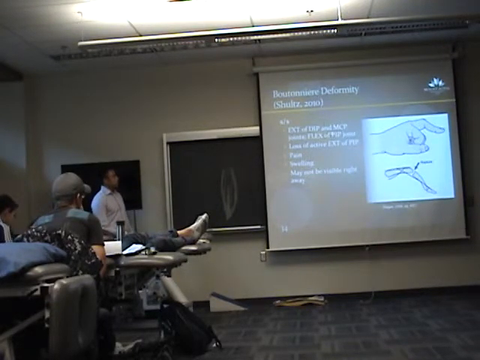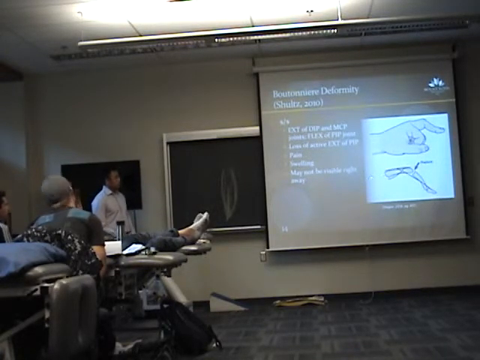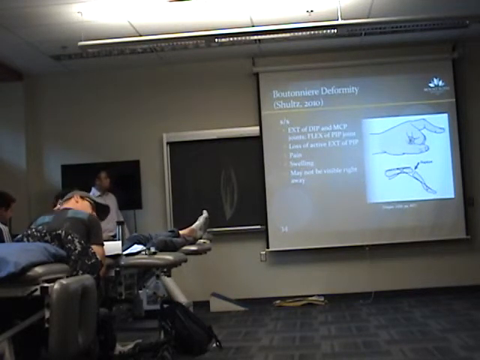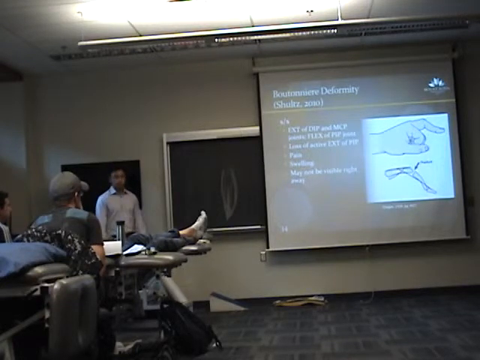Extension of DIP and MCP joints, flexion of PIP joints. So that's what it looks like. You'll be extended here and extended there, but flexed in the middle. And we talked about this loss of active extension of the PIP already. Okay. So that's your boutonniere deformity.